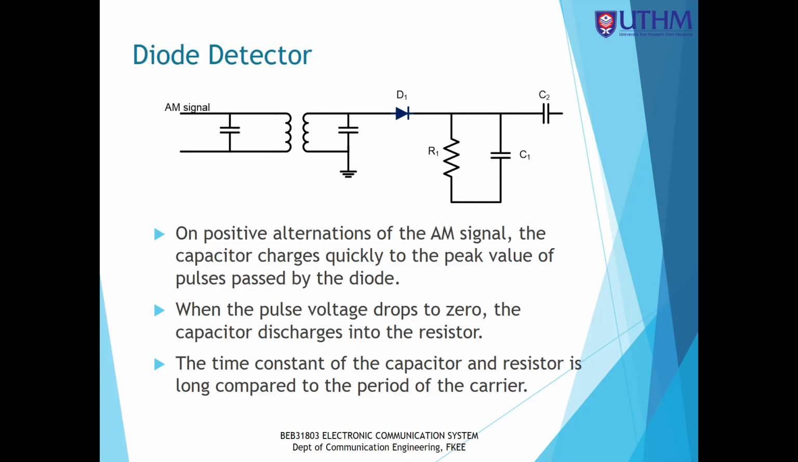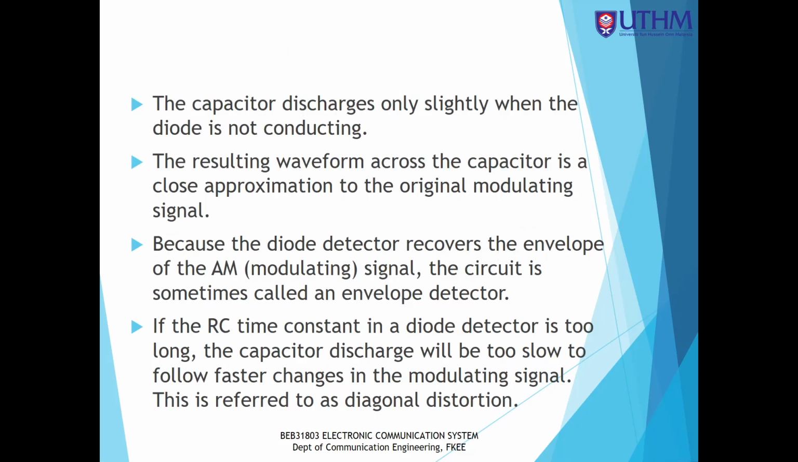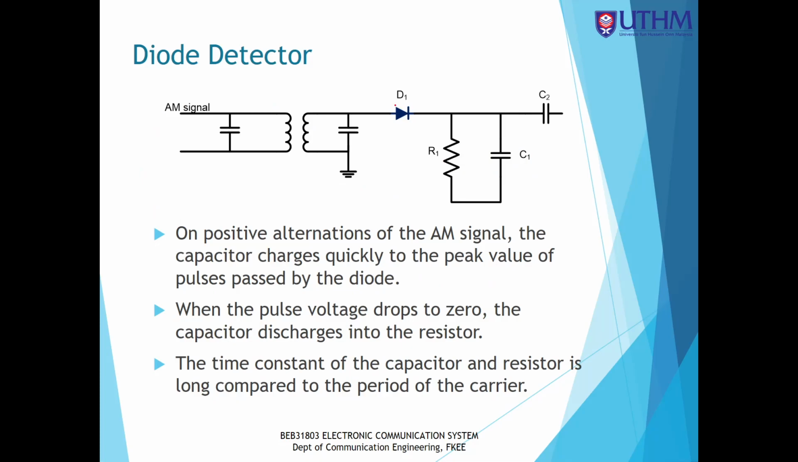So if you see from here, again the diode only allows current to flow in one direction, and that means it acts as a switch. You see that from here the input is an AM signal, double sideband full carrier. It will pass through this coil, and then the current will flow in one direction only. So the diode prevents reverse bias.